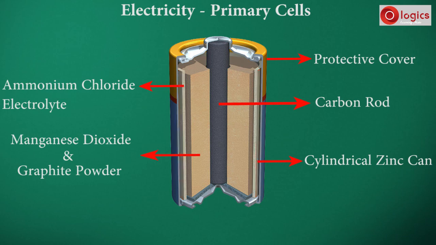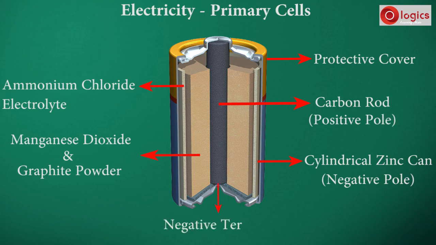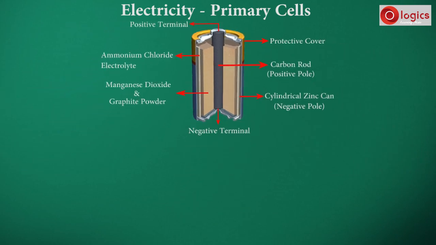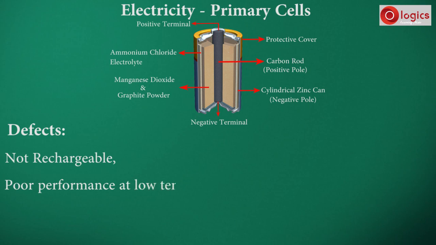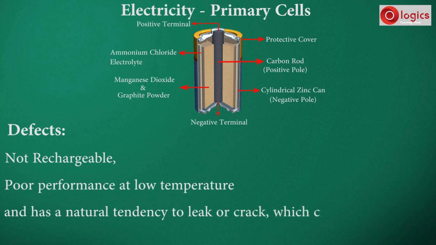The zinc can acts as the negative pole, and the carbon rod acts as the positive pole. This is the negative terminal of the cell, and this becomes the positive terminal of the cell. Defects: not rechargeable, poor performance at low temperature, and it has a natural tendency to leak or crack, which creates pollution through the chemicals used.